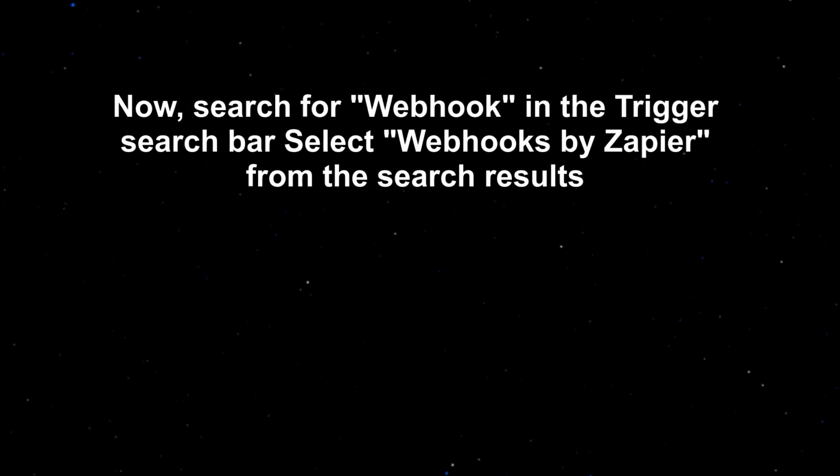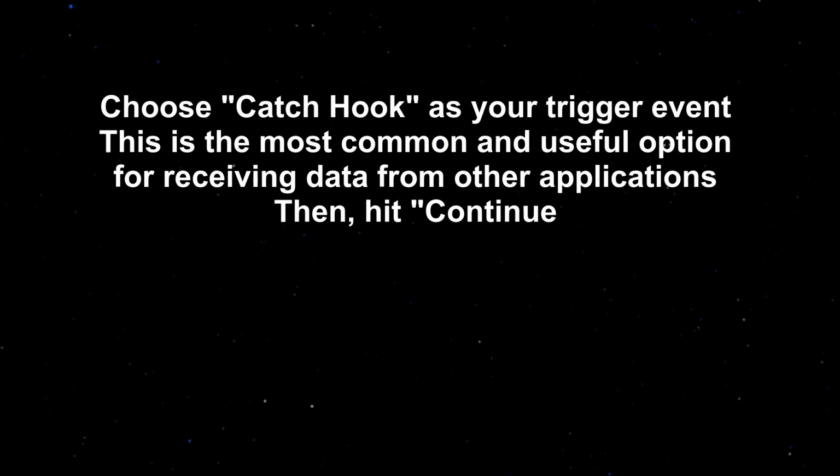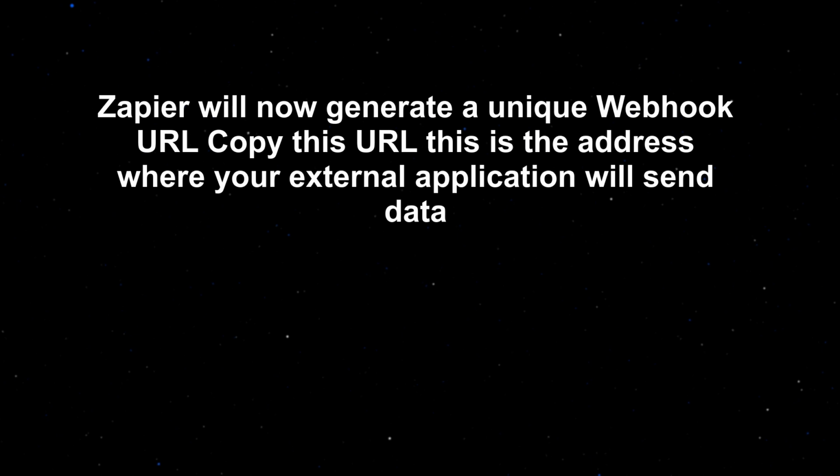Now, search for Webhook in the trigger search bar. Select Webhooks by Zapier from the search results. Choose Catch Hook as your trigger event. This is the most common and useful option for receiving data from other applications. Then, hit Continue. Zapier will now generate a unique webhook URL. Copy this URL. This is the address where your external application will send data.